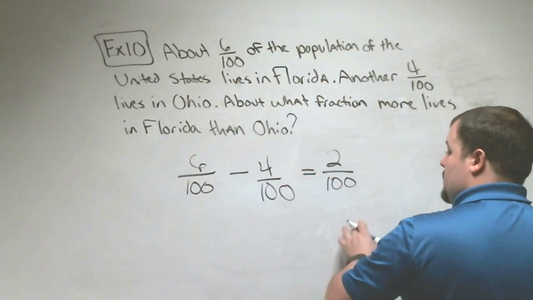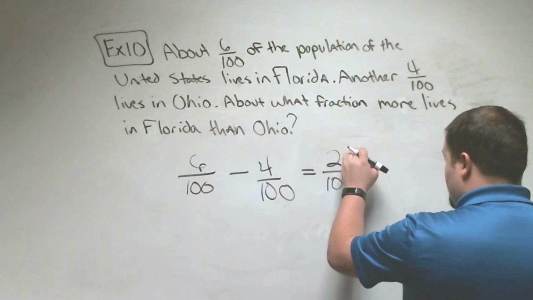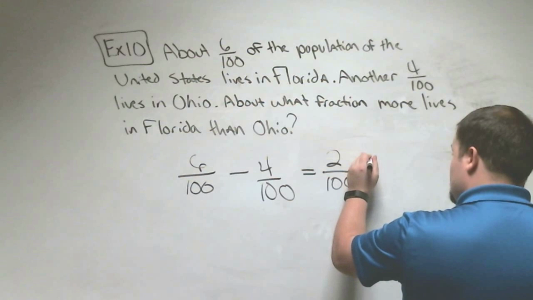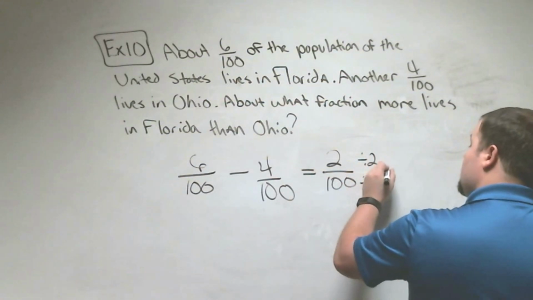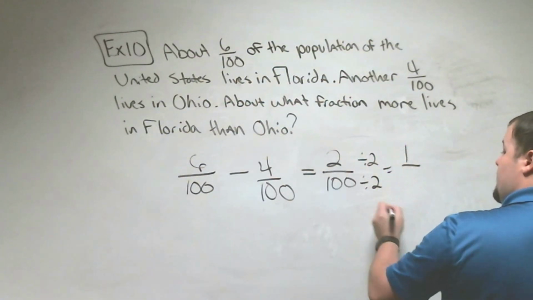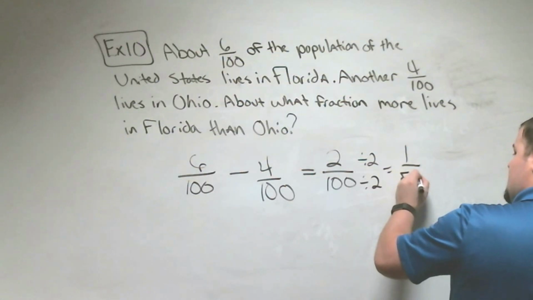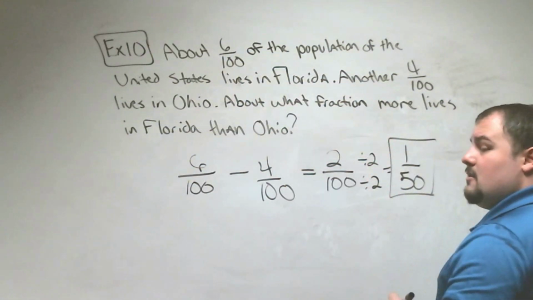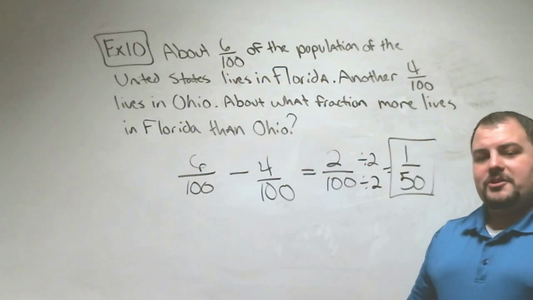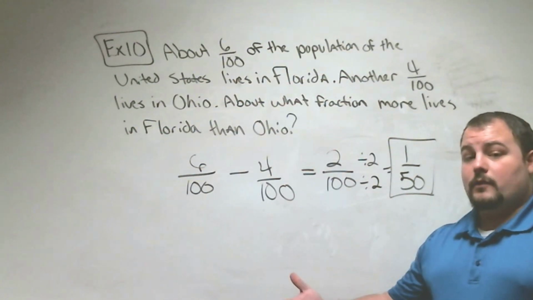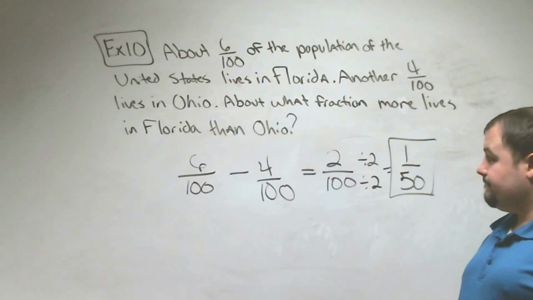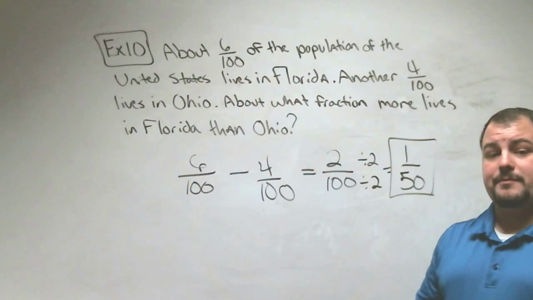And so what we would do is simplify this. Well, 2 and 100 both divide by 2. 2 divided by 2 is 1, and 100 divided by 2 is 50. So that means about 1 more person out of every 50 lives in Florida than Ohio. And that's our answer to this problem.